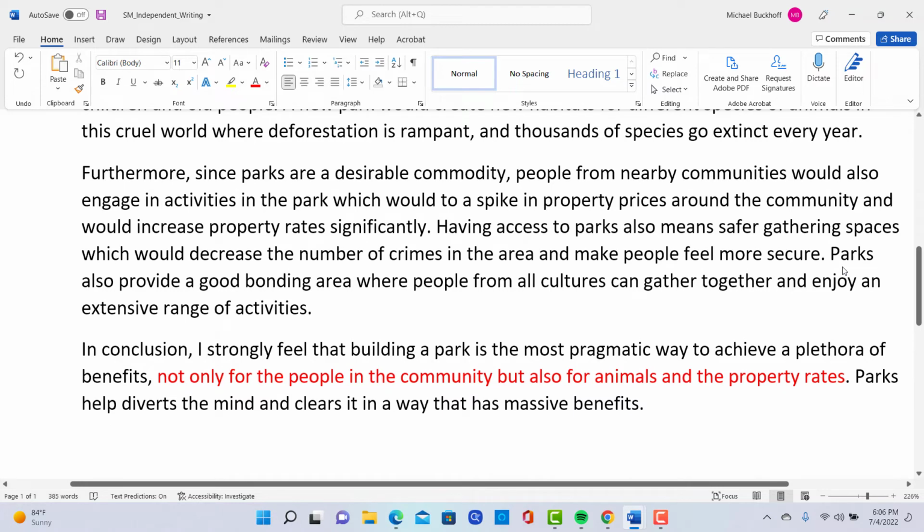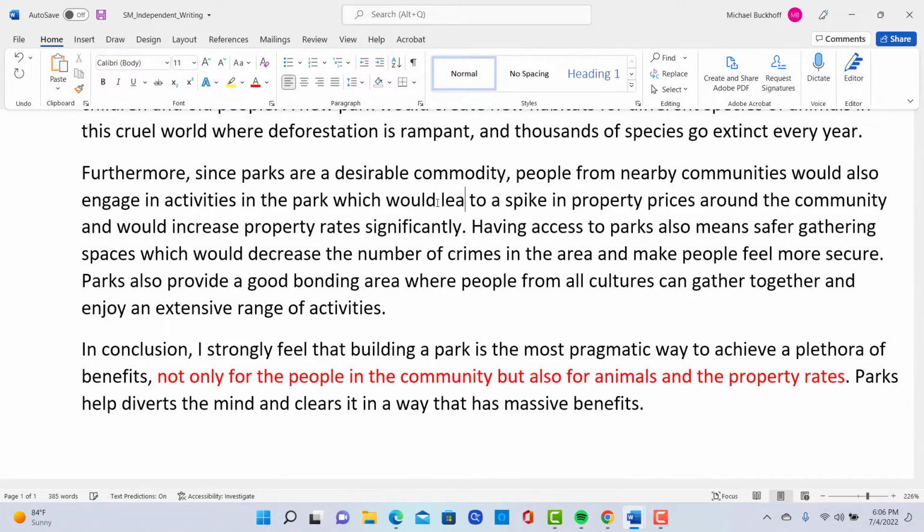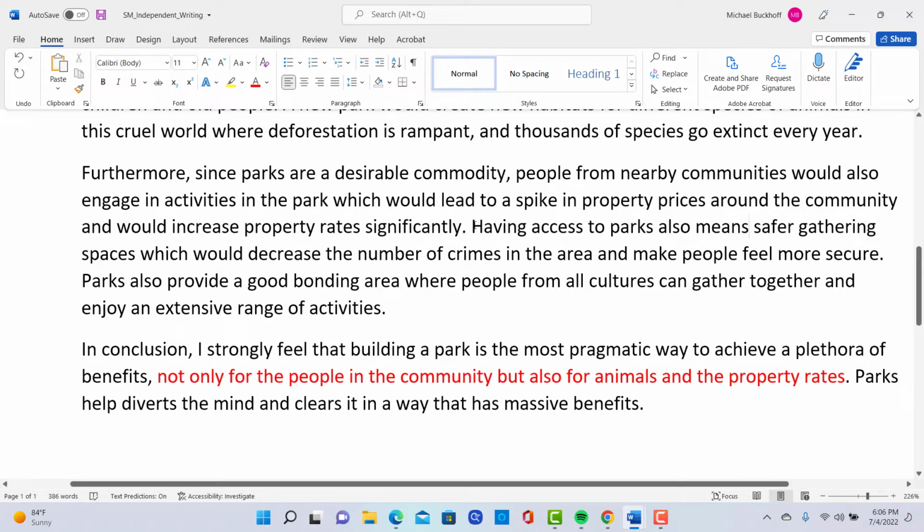"Furthermore, since parks are a desirable commodity, people from nearby communities would also engage in activities in the park, which would, I think you want to say, which would lead maybe to a spike in property prices around the community and would increase property rates significantly. Having access to parks also means safer gathering spaces." You see, I wouldn't do this.